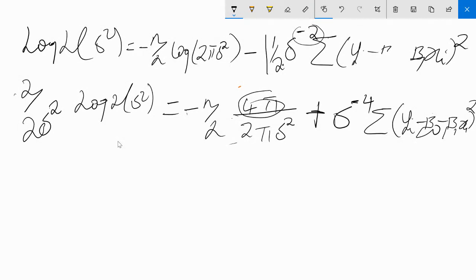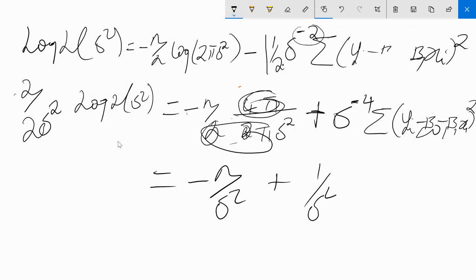Let's proceed. So we have 4 here, because this is 2 and 2, so it's 4. So this 4 pi will cancel with this 4 pi. Now we have this plus 1 over this one. I can write it like this: yi minus beta 0 minus beta 1 xi, squared.